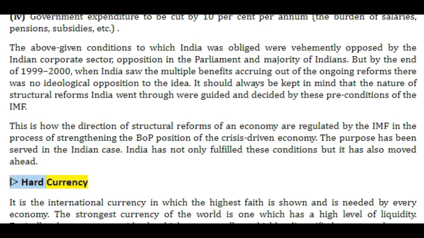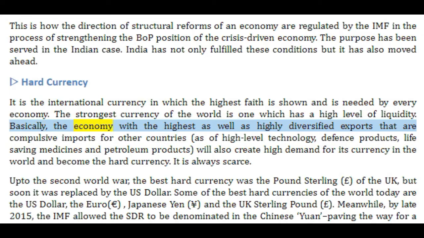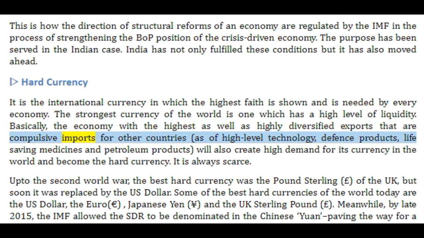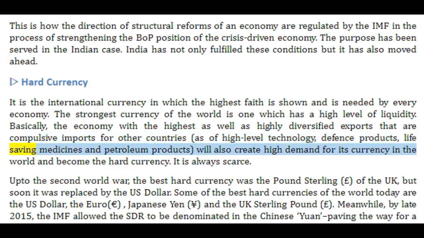Hard currency. It is the international currency in which the highest faith is shown and is needed by every economy. The strongest currency of the world is one which has a high level of liquidity. Basically, the economy with the highest as well as highly diversified exports that are compulsive imports for other countries, such as high-level technology, defense products, life-saving medicines and petroleum products, will also create high demand for its currency in the world and become the hard currency. It is always scarce.